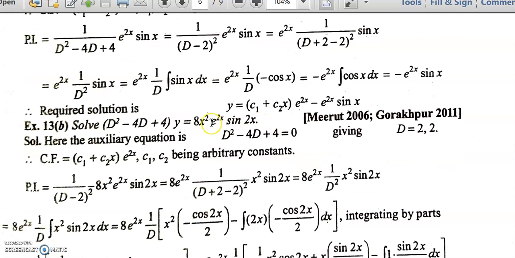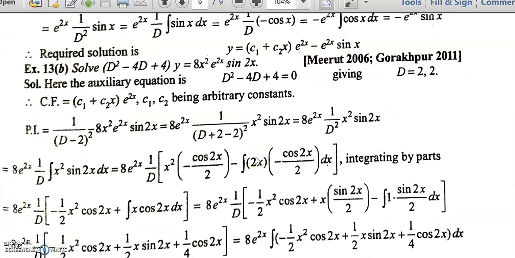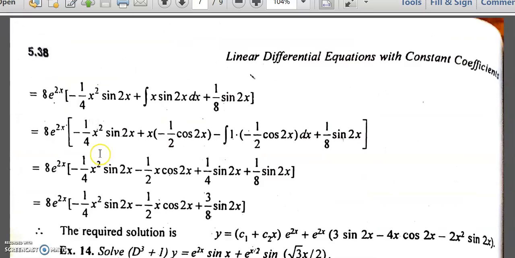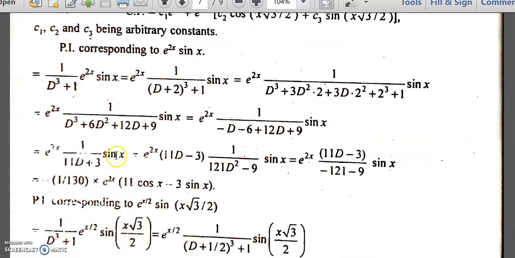Again there is another example, e to the power 2x and x square sin 2x. Do the same manner here: 2 times integration, do 1 time integration. You can also use the uv formula that I taught you, right? So same formula, just lengthy calculation, nothing else.